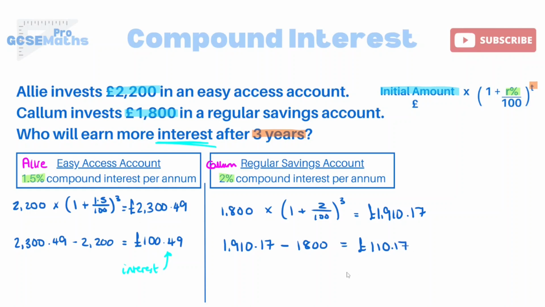£110.17. Okay, now this is not the last bit, right? Because, yeah, okay, we've worked out the interest for both. However, they've said who will earn more interest. So they actually want us to write a conclusion. And I don't mean like a sentence, I just mean clearly indicate is it Allie or Callum, basically. So I'm going to put these little 3 dots, which means therefore, and obviously who has the more interest? Well, £100 versus 110. Okay, obviously that's going to be Callum. So just make it really clear who your decision is, okay? Otherwise, that's it. It wasn't much harder than the ones we've already done. We just had to do the same process twice.